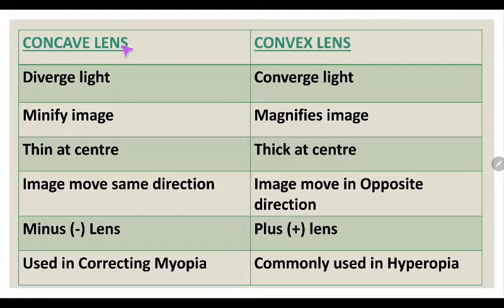One, we have already seen concave lens. It diverges the light by basic physics. Thin at the center, we have seen the diagram. The image moves in the same direction. She will not come out, only one direction she will go, right? So the image moves in the same direction, and it is negative thoughts, I said, no? So it is a minus lens.